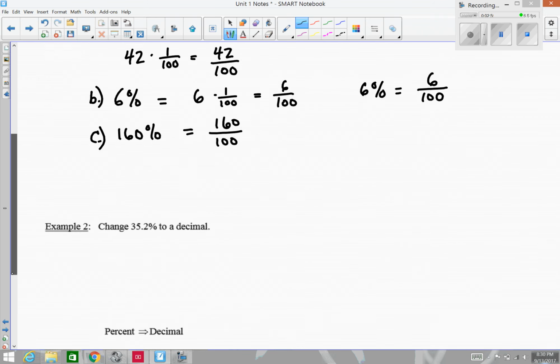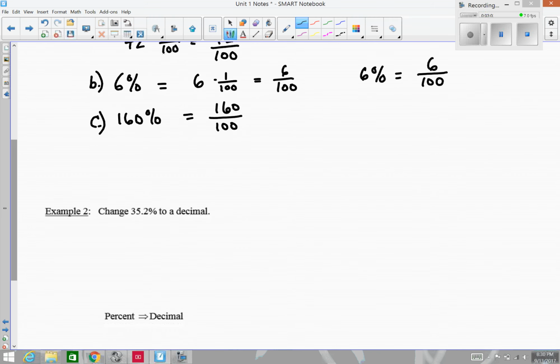So that gives us an idea of what these percentages really are, just numbers being compared to 100. So let's now look at how we change percentages to decimal values. Let's say we have 35.2%. We want to change that to a decimal. So I'm going to take my 35.2%, and if I think of that as a fraction or comparison to 100, that would be 35.2 divided by 100. To convert that to a decimal, I will need to do my long division.